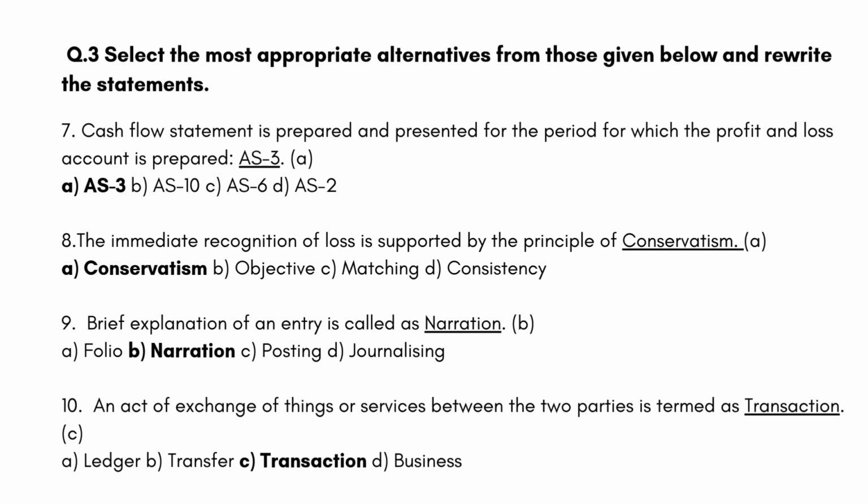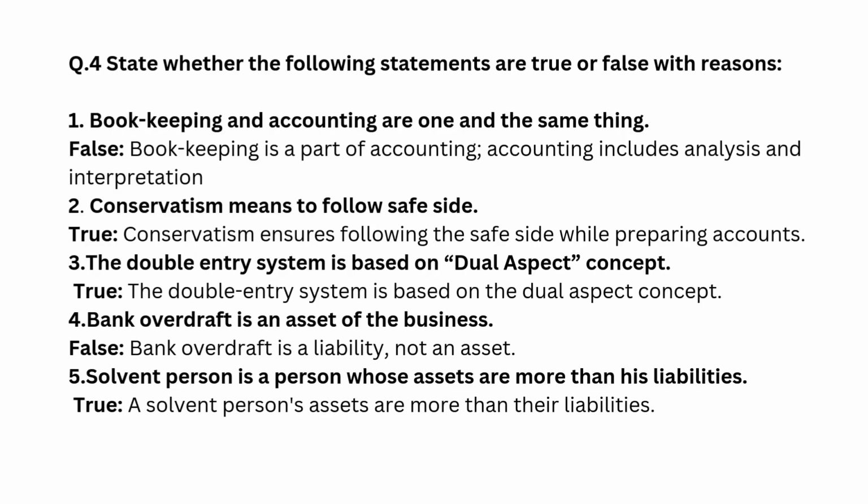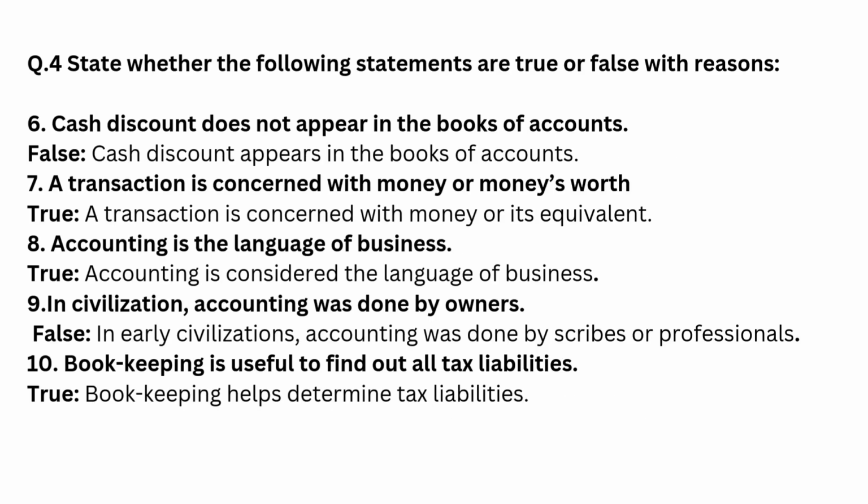Q. 4. State whether the following statements are true or false with reasons. 1. False. Bookkeeping is a part of accounting. Accounting includes analysis and interpretation. 2. True. Conservatism ensures following the safe side while preparing accounts. 3. True. The double entry system is based on the dual aspect concept. 4. False. Bank overdraft is a liability, not an asset.